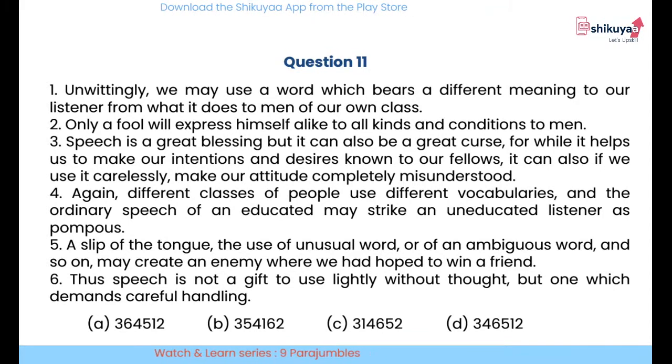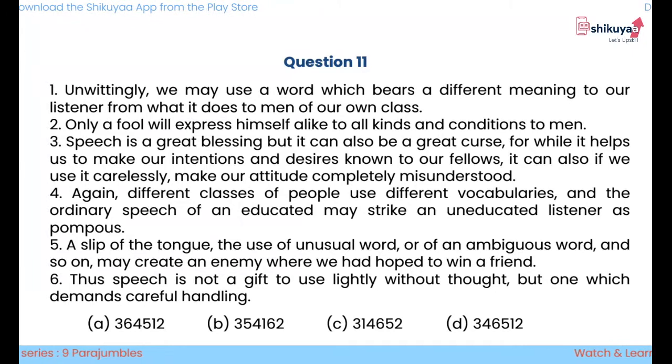Now let us see, is there any other option which can logically fit with sentence 3? Okay, again here we can see sentence 4 says again, different classes of people. Again is the trigger word here. If you see again, there has to be something before that sentence, right? The different classes of people use different vocabulary. Now, vocabulary means words, right? So sentence 4 can be dependent on sentence 5. So 5 and 4 can be a pair.